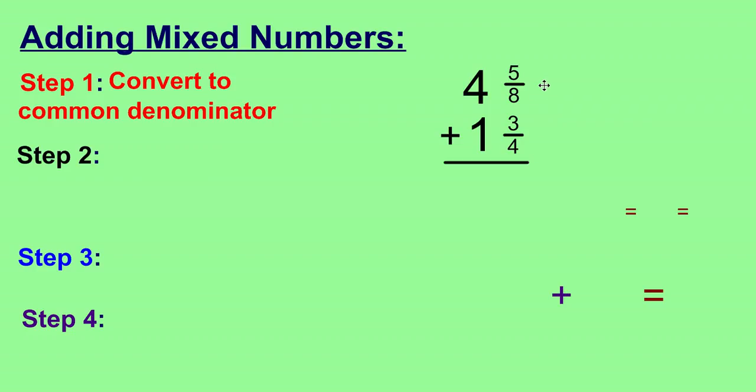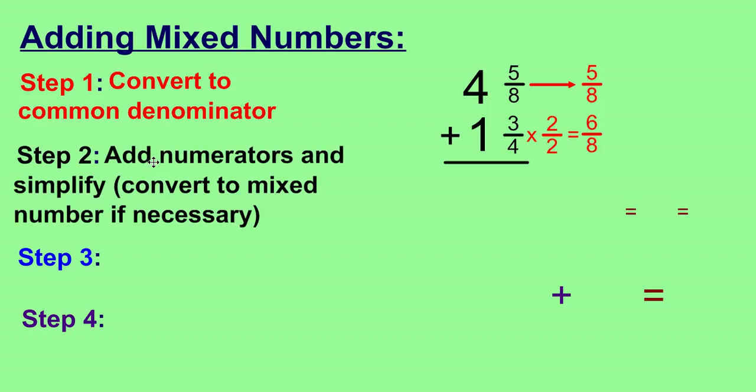So here we have 5/8 and 3/4. And the common denominator would be eighths. So the 5/8 remains the same, and 3/4 becomes 6/8. Step number 2, we want to add the numerators and simplify, or convert to a mixed number if necessary. So when we add the numerators, we have 5 plus 6 over the same denominator, which is equal to 11/8. Now, 11 divided by 8 is 1 with 3 remaining. So we get 1 3/8.